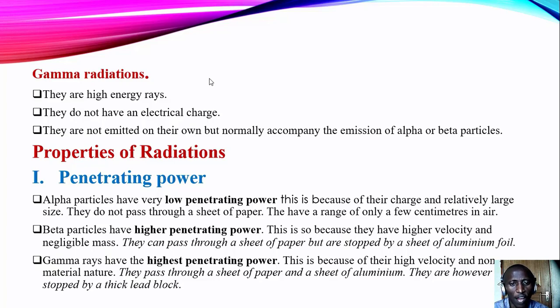Gamma rays have the highest penetrating power. This is because of their high velocity and their non-material nature. They are actually high energy rays. Gamma rays pass through a sheet of paper and they also pass through a sheet of aluminium. However, they are stopped by a thick lead block.